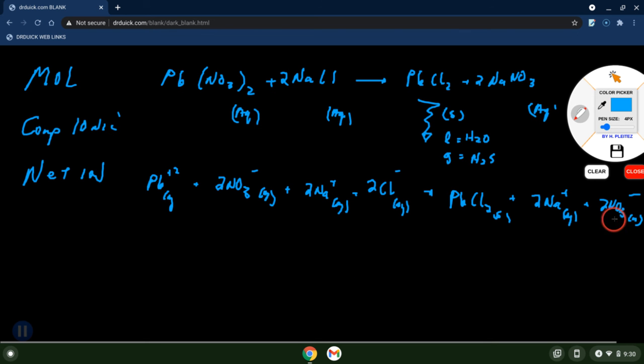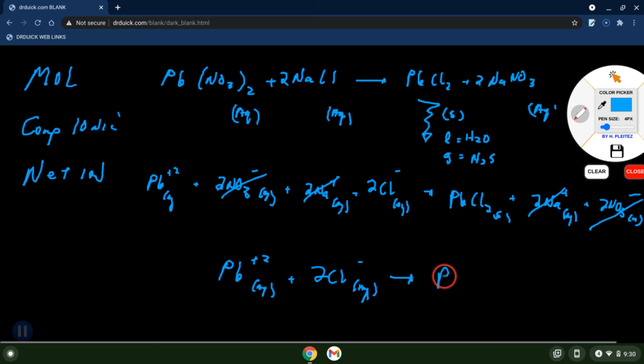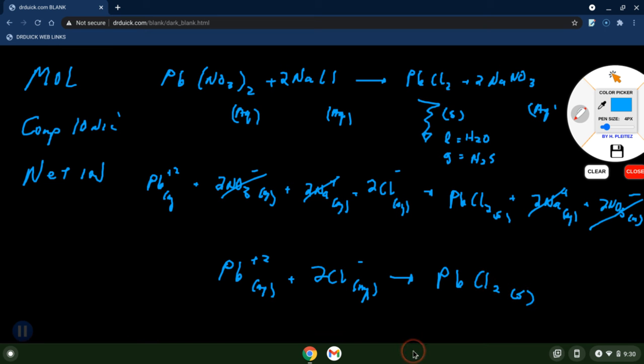So now we just knock out our spectator ions. They do nothing. They are just on both sides of the equation. This one, this one, this one, and this one don't do anything. Those are my spectator ions. That gives me my net ionic equation, which is Pb2+ aqueous plus 2Cl- aqueous yields PbCl2 as a solid. So that's how easy that one is. I'm going to try another one.